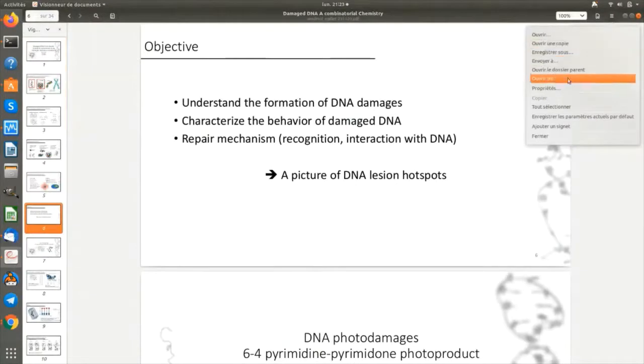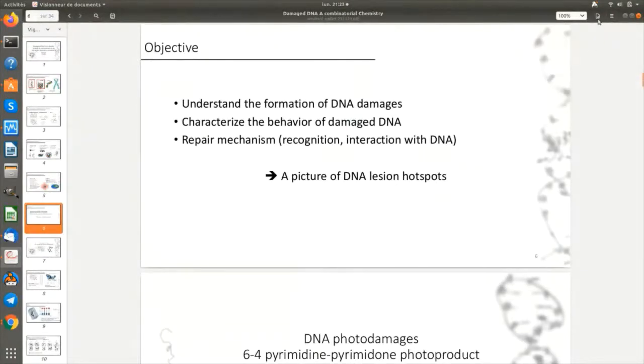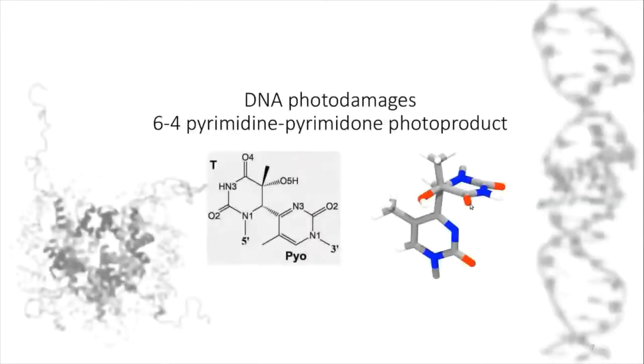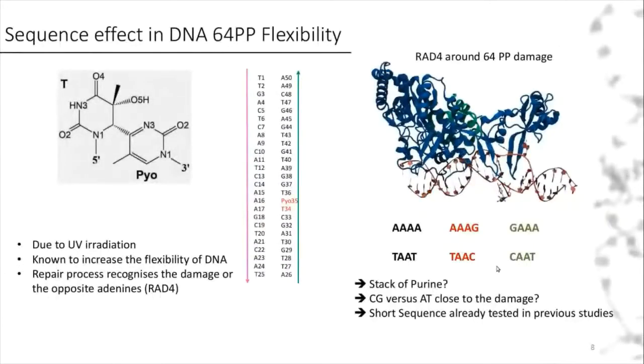Okay, so for today, I will speak mostly about 6,4 photo products. So this is damage, as you can see here. The two thymines are not coplanar. The pi stack is lost. It's mostly perpendicular. That's why this lesion is considered as inducing a high flexibility of the damaged DNA, sorry. So it is due to UV irradiation. It is known to increase DNA flexibility and facilitate high bending of DNA.